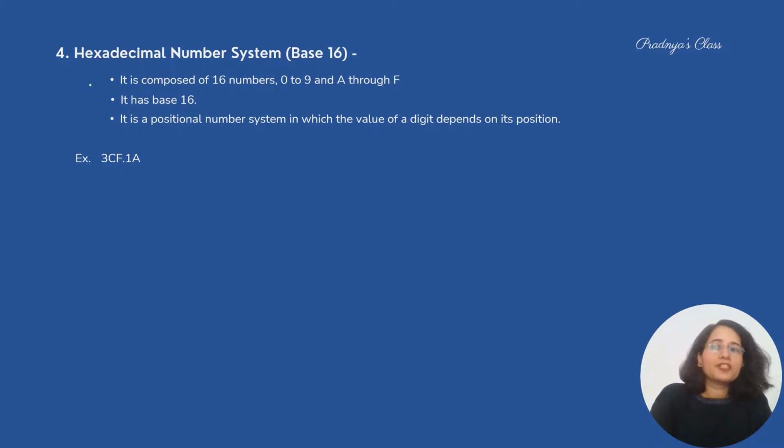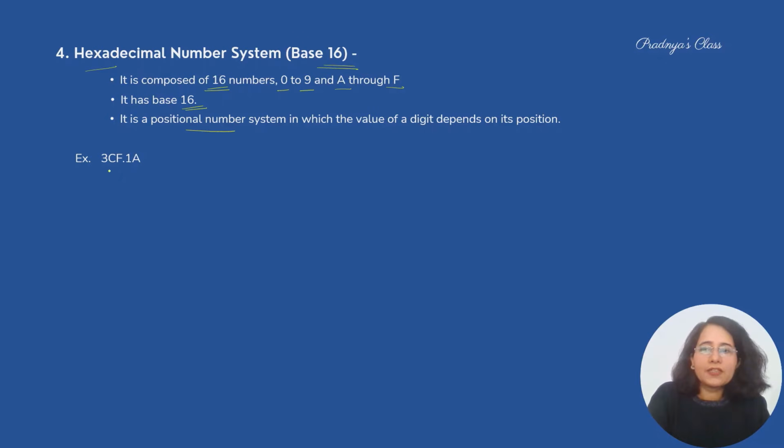Now it's time to study the last and the fourth number system, that is hexadecimal number system. This is also very useful number system because we can represent larger binary numbers into hexadecimal numbers. You might have seen the color codes will be generally in hexadecimal numbers. So it consists of total 16 numbers. The digits are 0 to 9, same as decimal number system, but after that you cannot take digits, you have to take the alphabet A through F. So the base is 16. Same like other number systems, hexadecimal number system is also a positional number system.